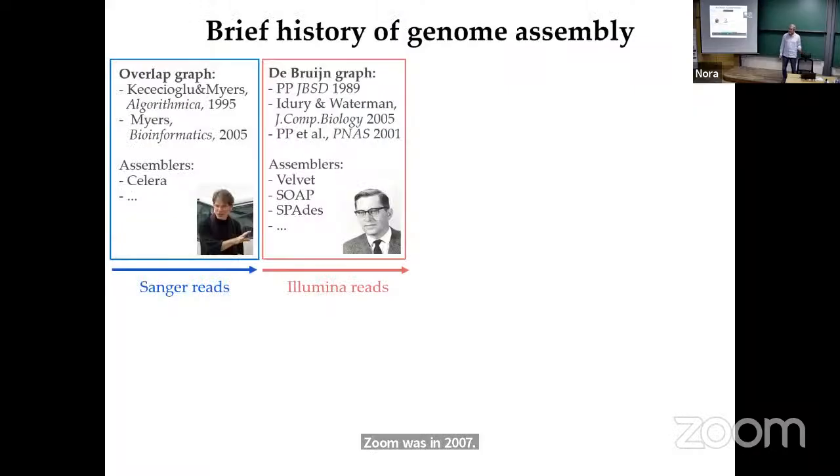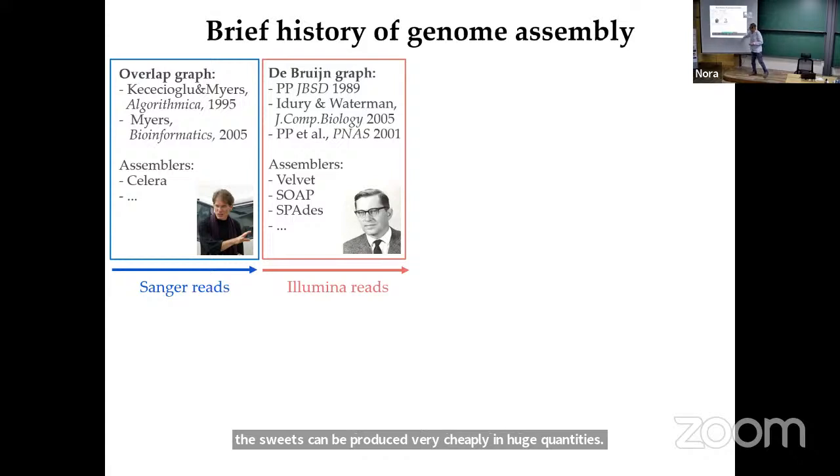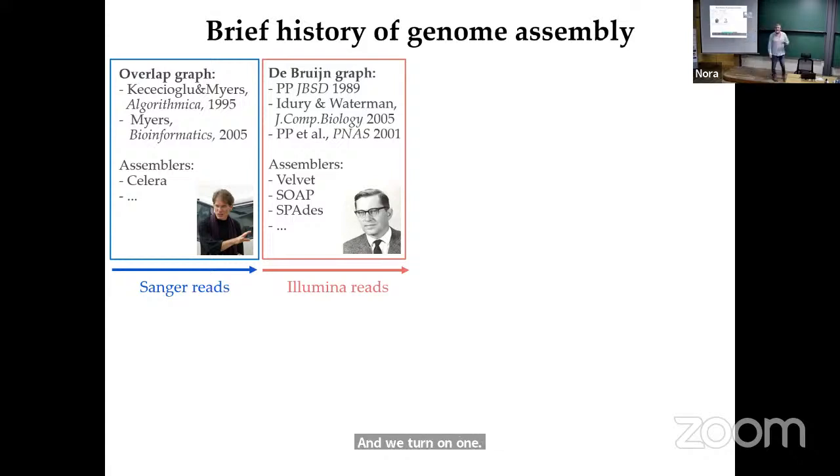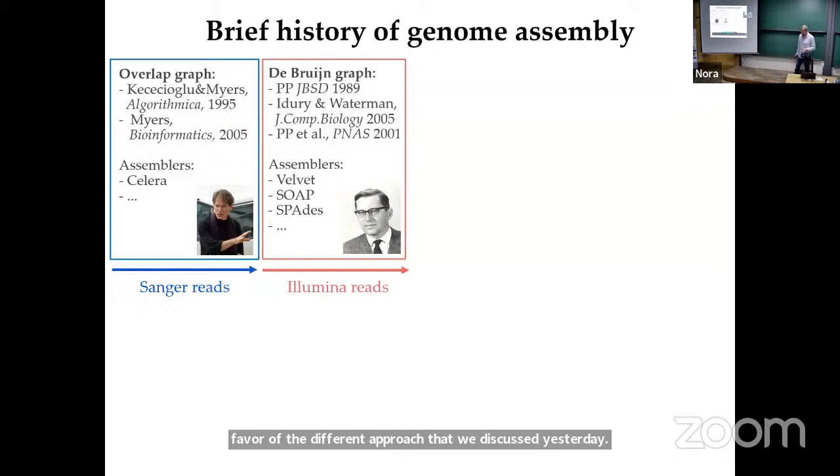Short reads came up. However, these reads can be produced very cheaply in huge quantities. And it turned out that this overlap graph approach is unable to work for this huge amount of reads, and it basically disappeared overnight in favor of the de Bruijn graph approach that we discussed yesterday. So from 2007, people assembled genomes almost exclusively using de Bruijn graph.